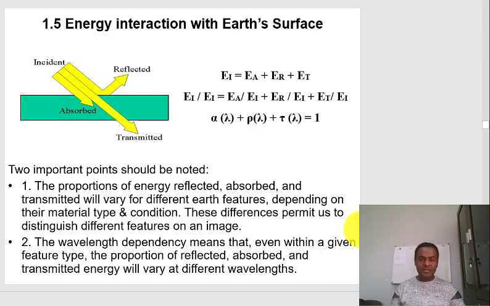What can you understand from energy interaction with Earth's objects? The amount of energy reflected, absorbed, transmitted will vary depending on the object type, and that will tell you the nature of the object. The second important point is the wavelength dependency. Wavelength dependency means even if the object is the same, the amount of reflected, absorbed, and transmitted energy will vary depending on the wavelength region you are referring to. For example, if your object is forest, forest by its nature will show high reflected energy in the near infrared portion of the spectrum than in the visible portion of the spectrum. Okay, these are the two most important points we will be using for identification of objects on satellite imagery.